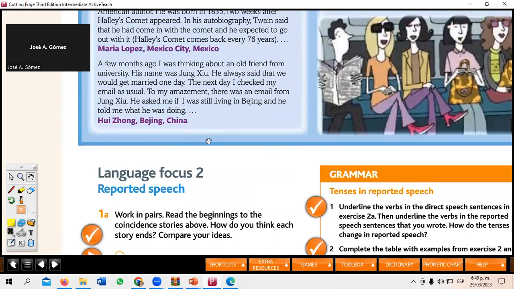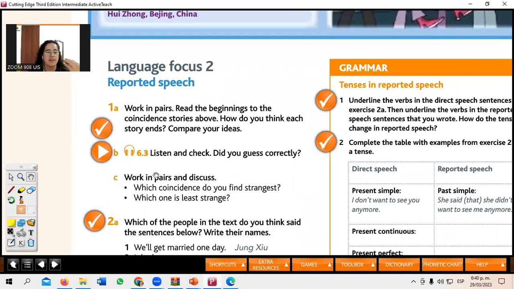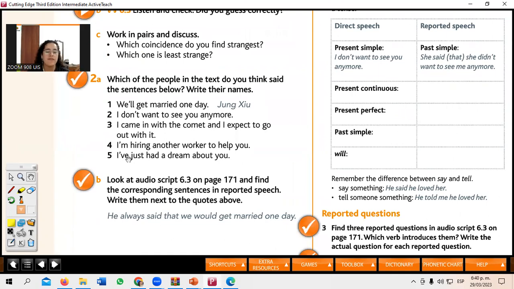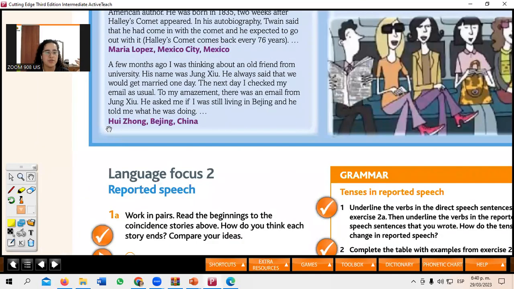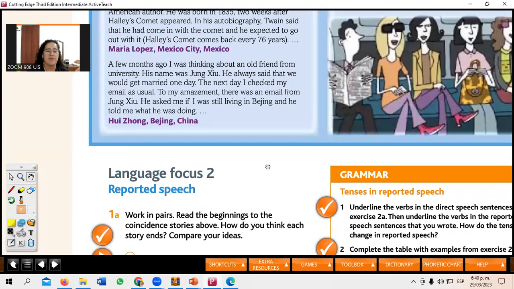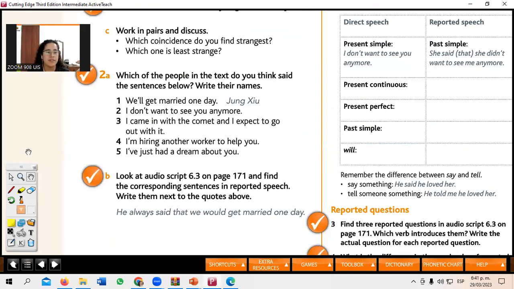I think Maria Lopez. No, it's Young Shu. Remember at the end of the story, this person, Hugh, is telling Young Shu said, I've just had a dream about you. That's why he contacted her. Young Shu la contactó a ella porque tuvo un sueño con esa persona, con Hugh. So in here we have the answer is Young Shu. Okay, you can see the answers here.